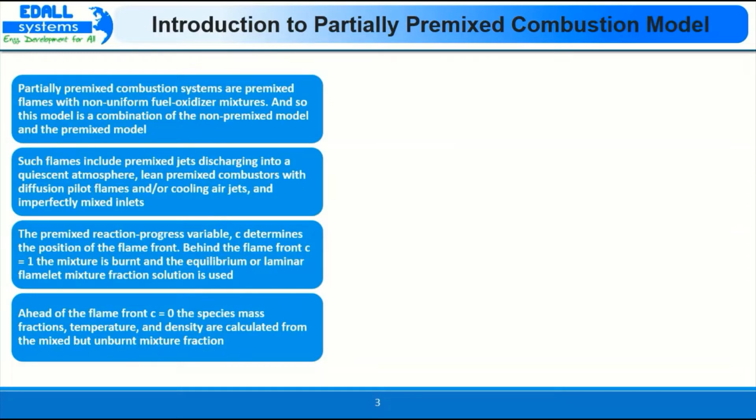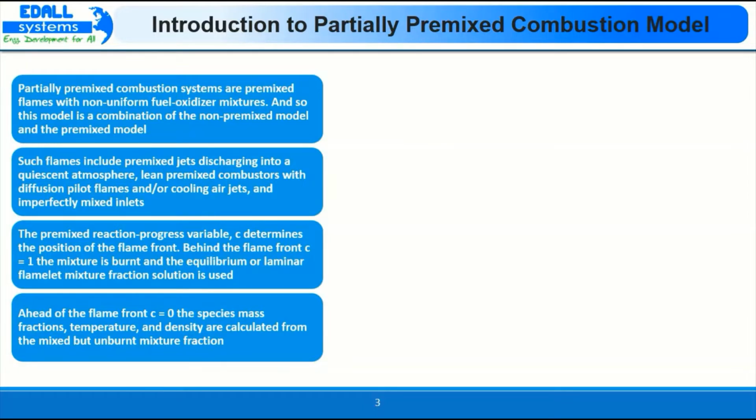So when we have premixed jets discharging into a quiescent atmosphere, or a system with lean premixed combustors with diffusion pilot flames and/or cooling air jets, then we can use this partially premixed combustion model of Fluent to simulate such kinds of problems. So how are these two models combined together into one model, that is the partially premixed combustion model? The strategy is straightforward.